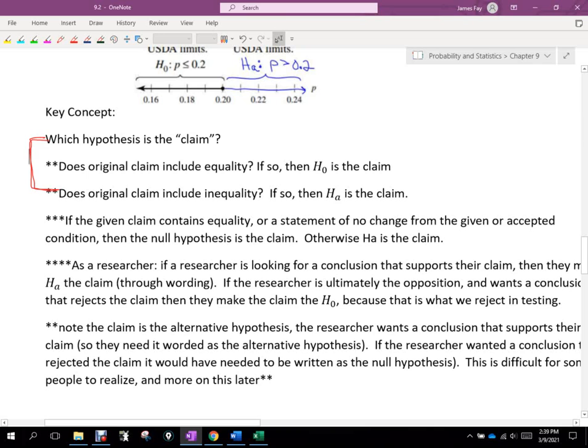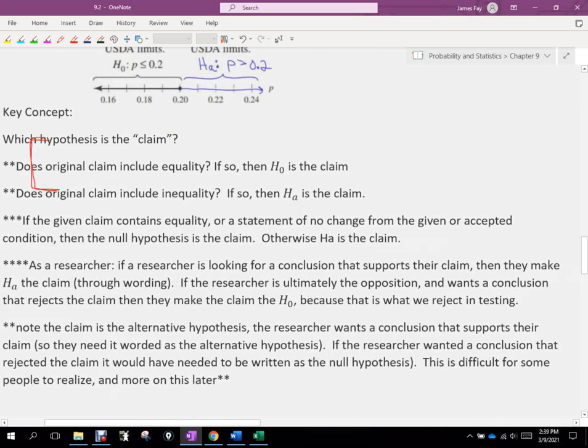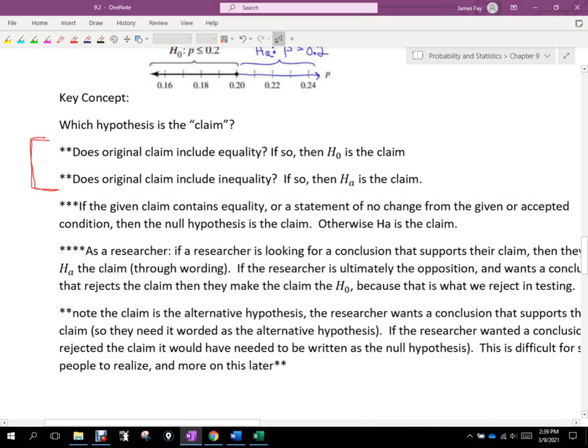This is what we talked about yesterday. I had this written out yesterday. I really want to talk about these first two. It says, does the original claim include equality? If so, the null hypothesis has to be identified as the claim. We talked about yesterday that the null hypothesis is the one that includes equality, right?